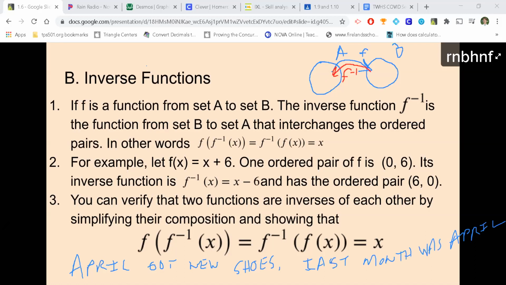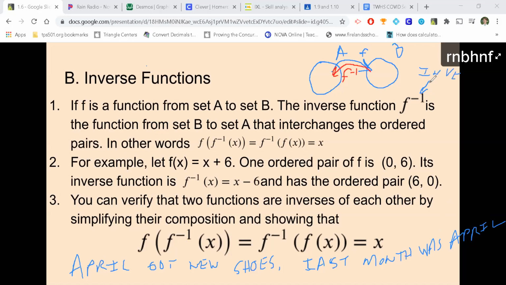Right? And here, April and April, those look exactly the same, right? The same word, but they mean different things. April got new shoes. This is a person whose name is April, right? Last month was April. This is referring to the month of April. So this notation looks exactly like raised to the -1 power. It is not. It looks exactly the same, but not. This notation here means inverse.